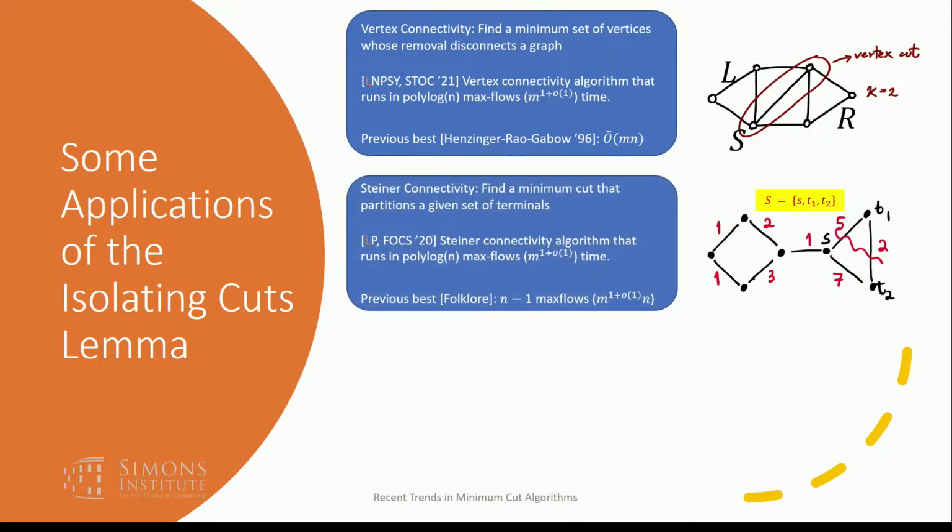Another result we showed was for the more general Steiner connectivity problem, which, given a set of terminals, asks for the min cut that separates that set of terminals. In the same work, essentially by the same construction, we showed that Steiner connectivity can also be solved in polylog max flows. What's interesting about this problem is that there was no previous non-trivial algorithm for it. In the most general weighted graph setting, the previous best result was just linear max flows. So we had the first non-trivial algorithm that's also optimal. It was also very simple.